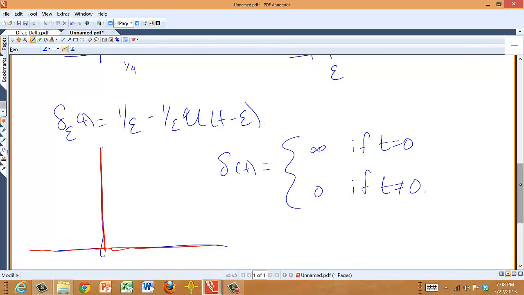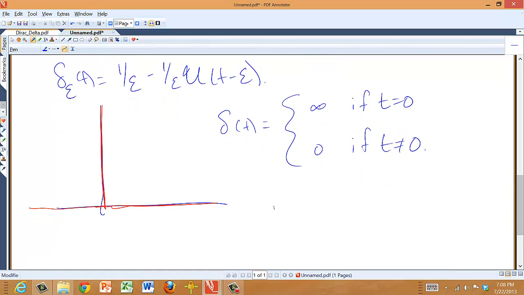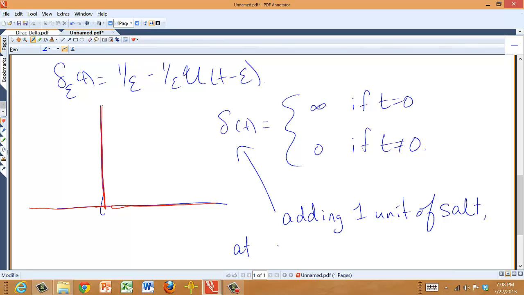Okay? So what this is saying is that we are adding 1 unit of salt at an infinite rate because it's happening over 0 time. And you're doing it at time 0.